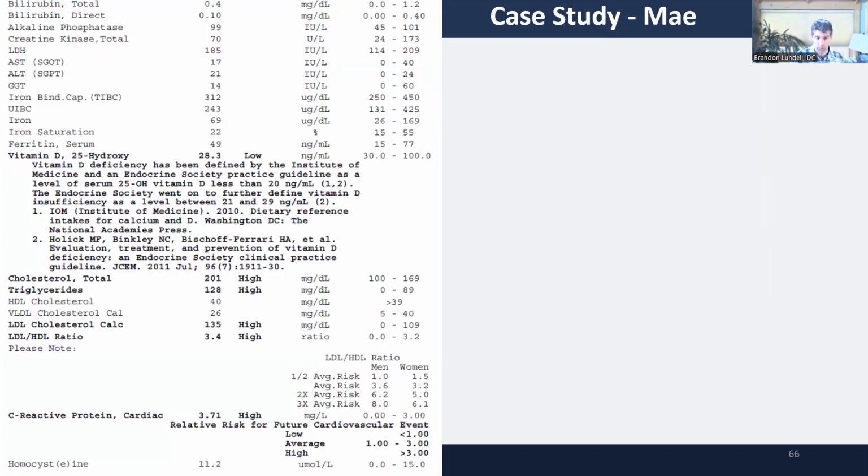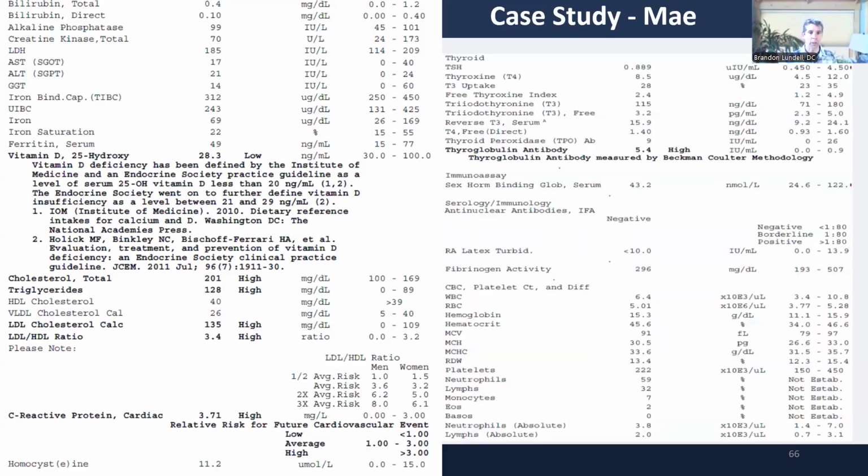That is almost pathognomonic for gallbladder dysfunction as well, because it's a fat soluble vitamin. And if you're taking 5,000 IUs, 10,000 IUs, and you're still at 20 or 30 or even 40, you likely have gallbladder insufficiency. Her CRP was very high at 3.7.